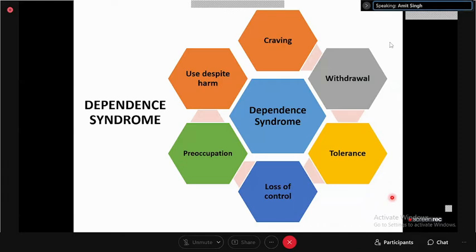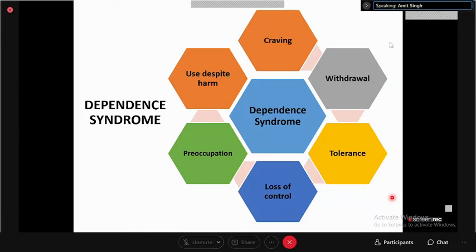Also, they may experience certain sort of harms. They may have bronchitis, but they are unable to stop smoking cannabis. They may have psychosis associated. They may have some mood disorders, but they still, even after experiencing such harms, find it difficult to stop cannabis use, and this is the use of cannabis despite experiencing harms.